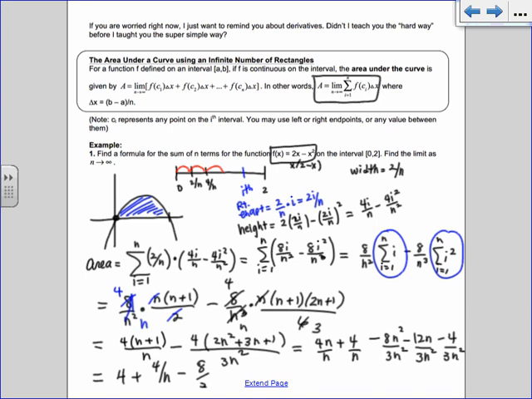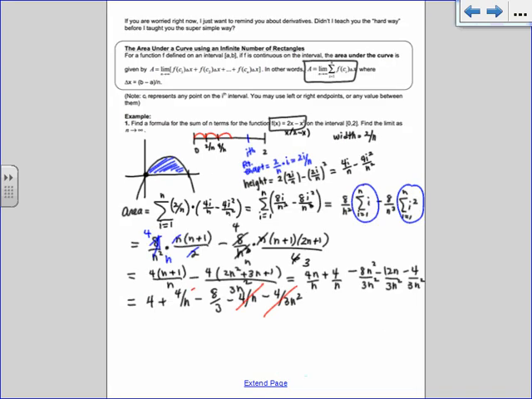So I have 8 over 3. Ugh, terrible handwriting. 8 over 3 minus 4 over n minus 4 over 3n squared, which this will go to 0, and this will go to 0. So we're going to have 4 minus 8 thirds, which is going to be 12/3 minus 8/3. So our answer should be 4/3.